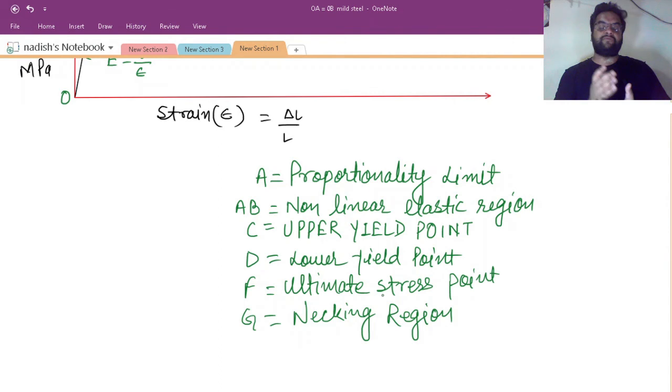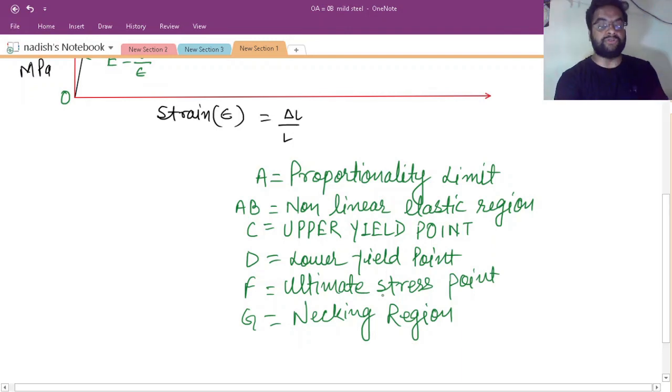One of the writers mentions that from point F to G is called the strain softening zone, but I am not sure about it. You can cross-check it in your book.